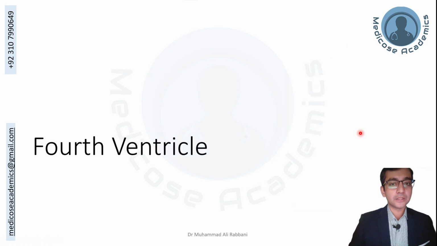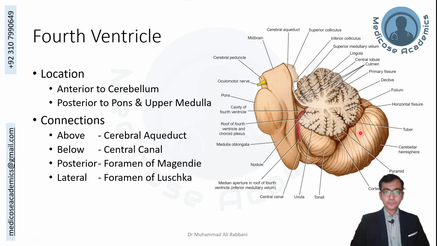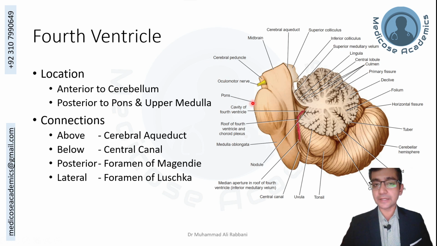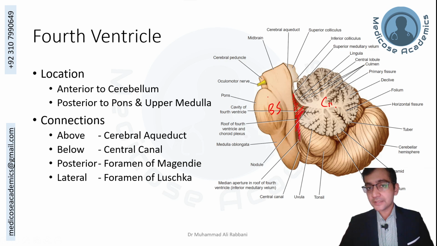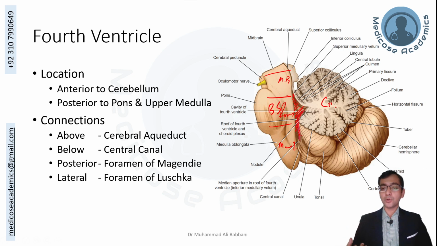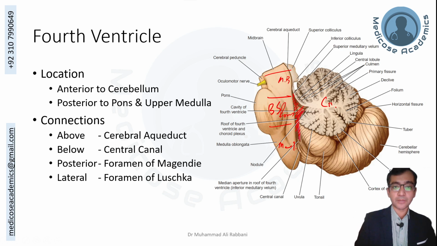Okay, the fourth ventricle. The fourth ventricle is present behind the third ventricle, behind the brainstem. Here is the brainstem, and the ventricle lies in front of the cerebellum. So here is the midbrain, this part, and here is the pons, and here is the medulla oblongata. So it is present behind the pons and medulla oblongata and in front of the cerebellum.